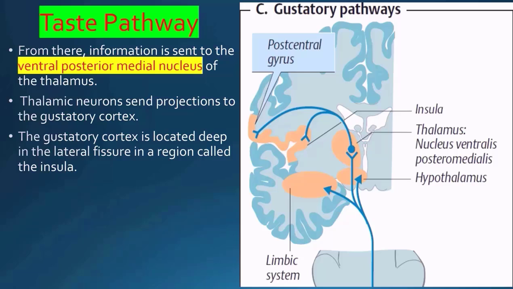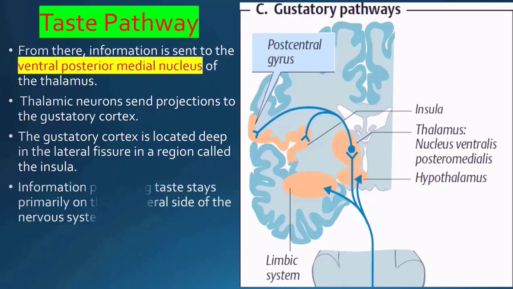From here you can see that projections are then sent to the gustatory cortex. The gustatory cortex is located deeply in the lateral fissure in a region called the insula. This region is called the insula. This is the gustatory cortex and it is located here, and this area is called the insula. Information processing stays primarily on the ipsilateral side of the nervous system. This is the taste sensation which is sent to the higher center, the gustatory center.